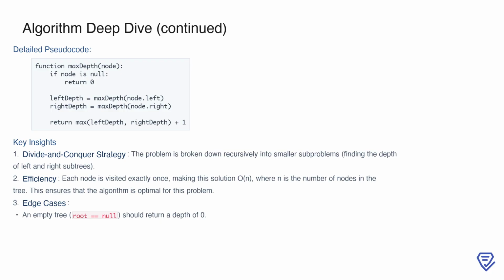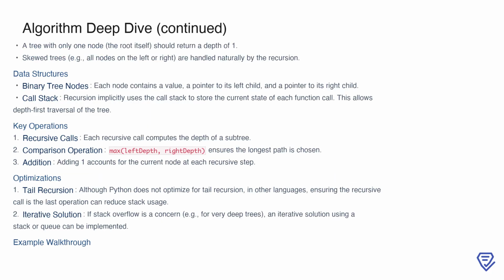The solution is highly efficient, with a time complexity of O(n), as each node is visited exactly once. It's also robust in handling edge cases, such as an empty tree, where the root is null and the depth is 0. This ensures the algorithm is optimal for all input scenarios. For example, if the tree consists of only one node, the root, the depth would be 1. Similarly, skewed trees, where all nodes are either on the left or right, are naturally handled by the recursion, as each recursive call processes one subtree at a time.